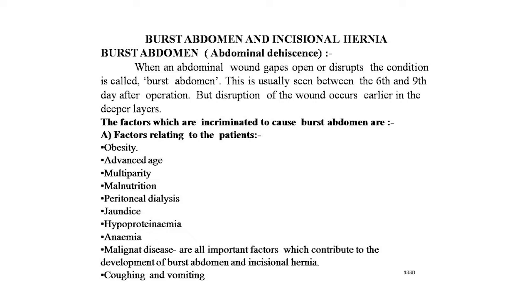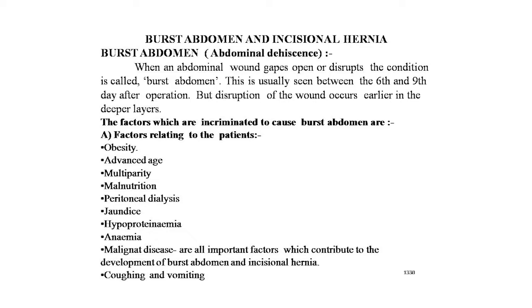This is usually seen between the 6th and 9th day after operation, but disruption of the wound occurs earlier in the deeper layers. So in case of partial disruption, where only the deeper layers gap, the superficial layers remain opposed even after removal of the sutures. There is a possibility of developing incisional hernia.